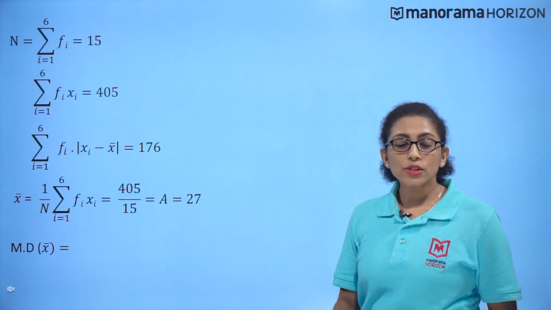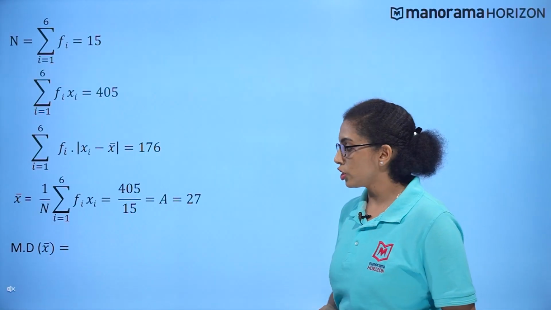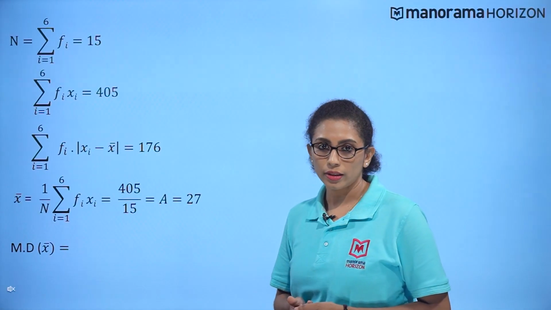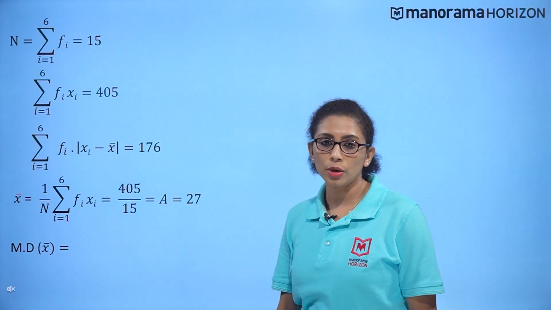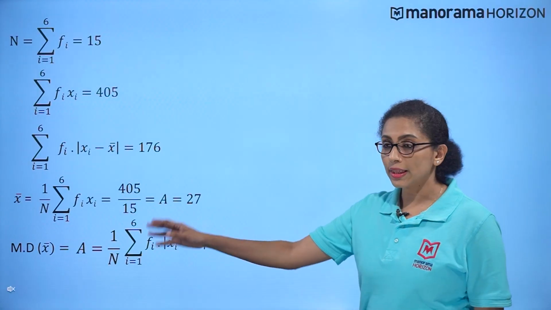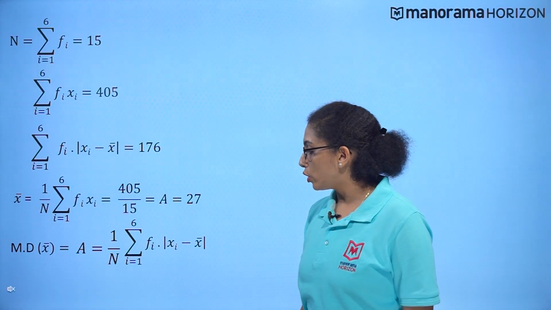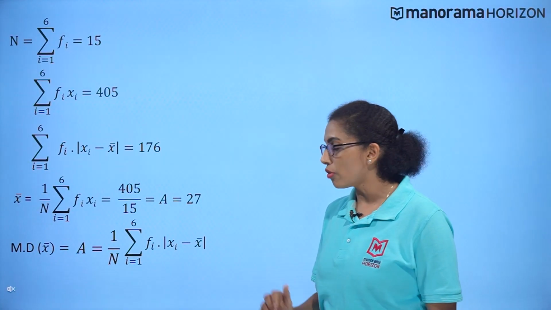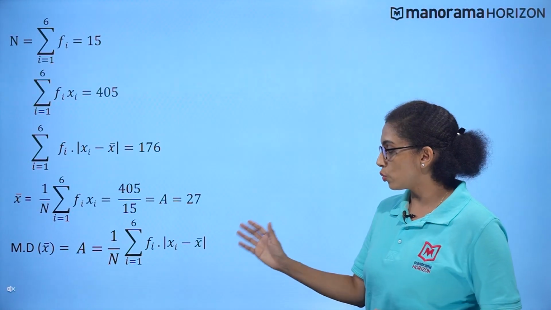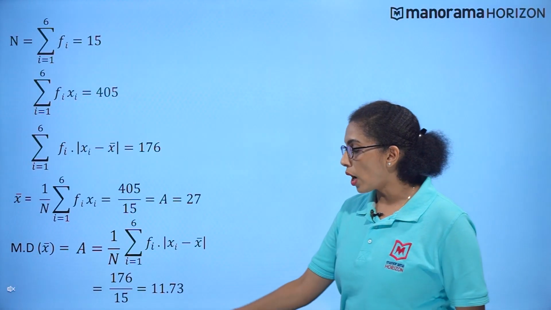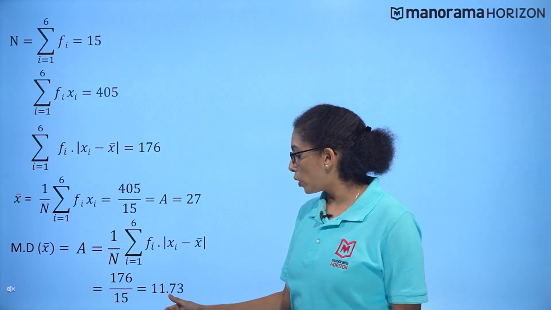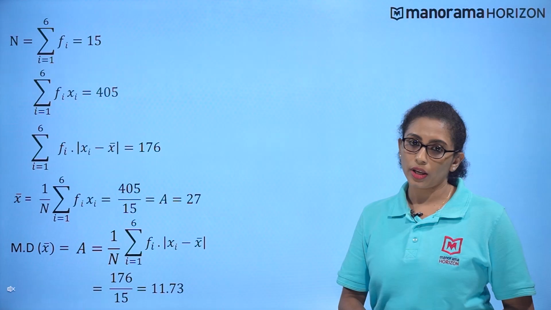Alright. Next, we need to find the mean deviation about the mean, that is MD of x bar is given by, which is equal to, with A as our assumed mean, 1 by n summation i equal to 1 to 6 Fi into modulus of xi minus x bar. Substituting the values, we get it as 176 by 15, which is equal to 11.73.